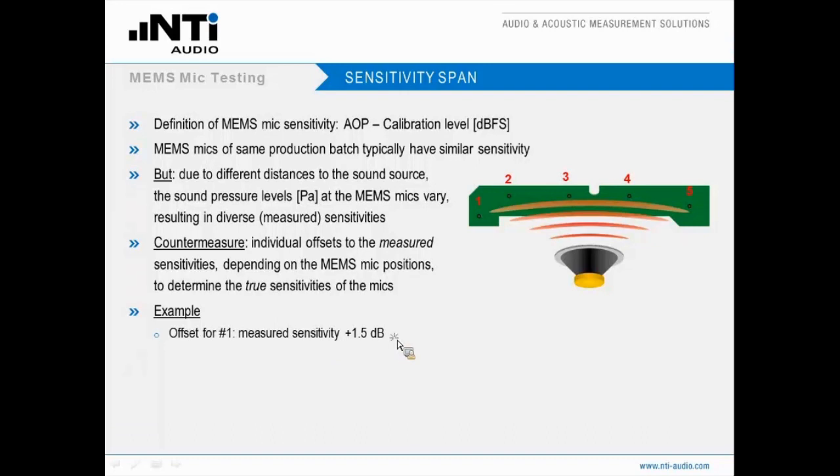Now we do the same for the other microphones. Here for number 2, we have a slightly lower offset, 1 dB. Number 3 does not need any offset because it's quite in the front of the test signal source anyway. Offset for number 4 is a little bit higher, 0.2, and number 5 is in the range of 1.3. So by adding these individual offsets, we are able to determine the true sensitivities of the microphones, and that allows us to correctly calculate the sensitivity span of our microphone array, regardless how the test setup looks like.